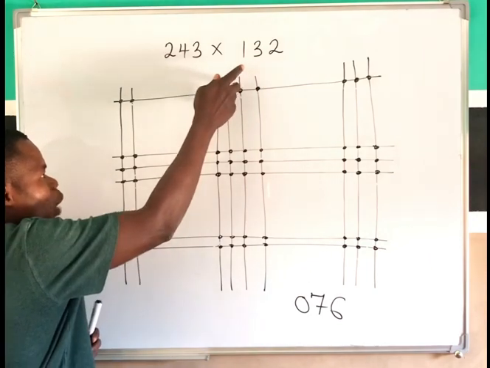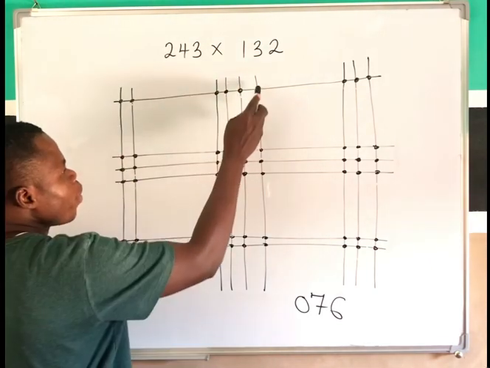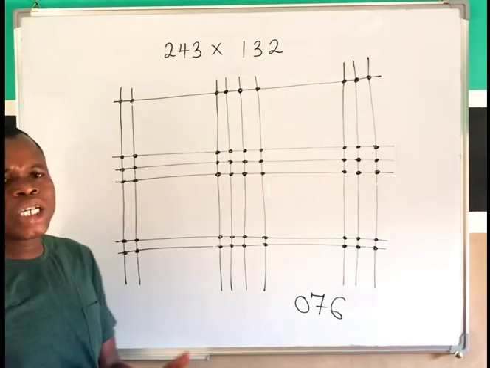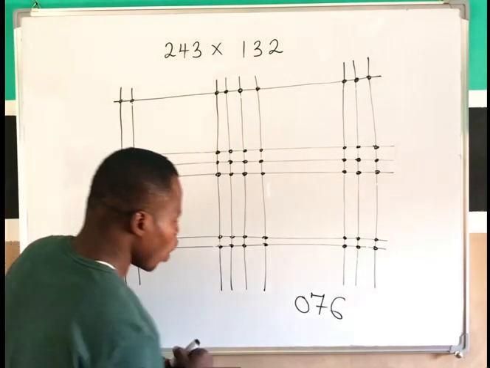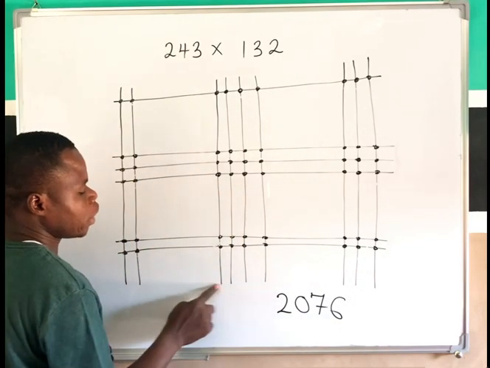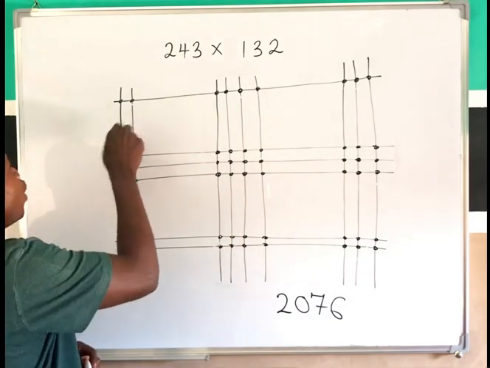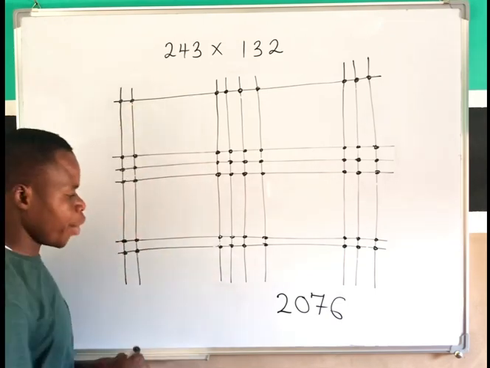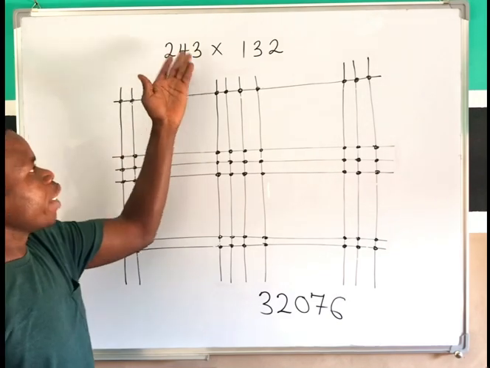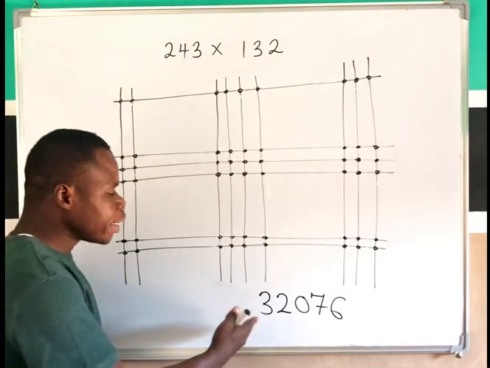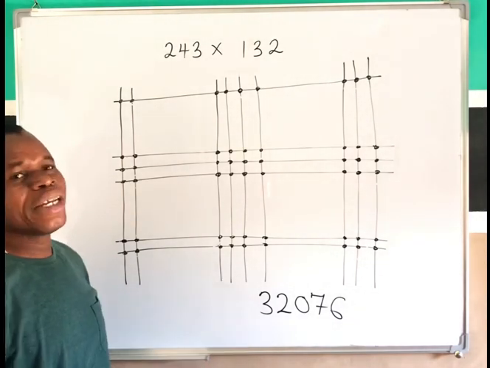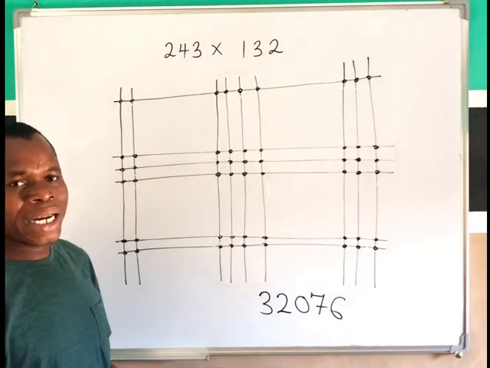I'm now going to add this and this together. So that will be 1, 2, 3, 4, 5, 6, 7, 8, 9, 10. 10 plus the 2 that I'm carrying will be 12. So I'll write 2 and carry 1 to the next stage. So that stage will be here. So here 1, 2 plus the 1 that I'm carrying, it will now be 3. So meaning 243 times 132 is 32,076.